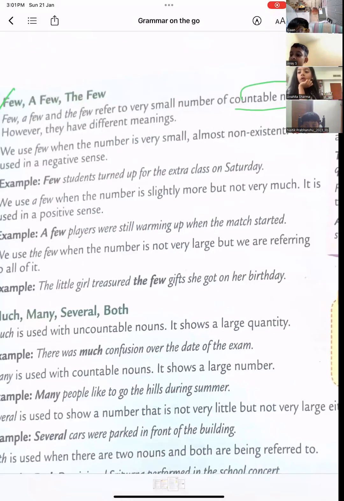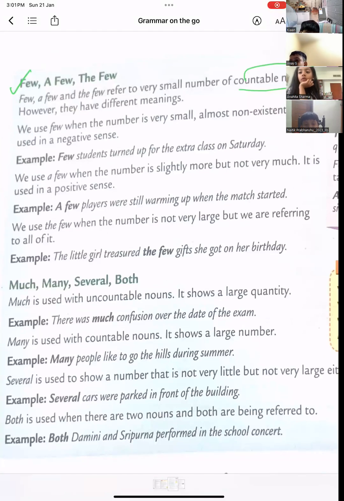So few, and the few is used for countable nouns. Why am I taking this topic? Firstly, a lot of questions on this topic come in Olympiad, and then it becomes so difficult, so confusing. What should I do? Ma'am, few hoga ki a little hoga. But now that you know the difference, you will not make that mistake.